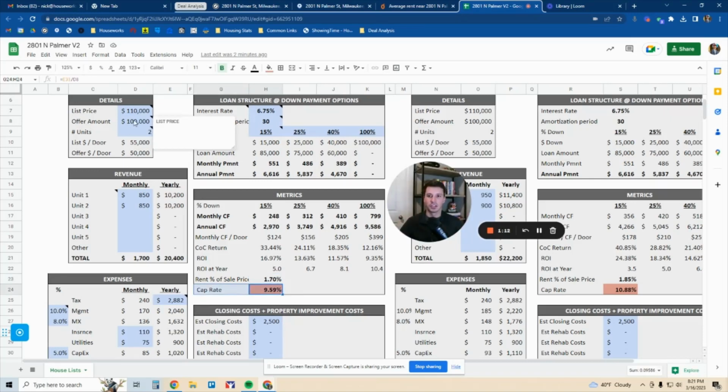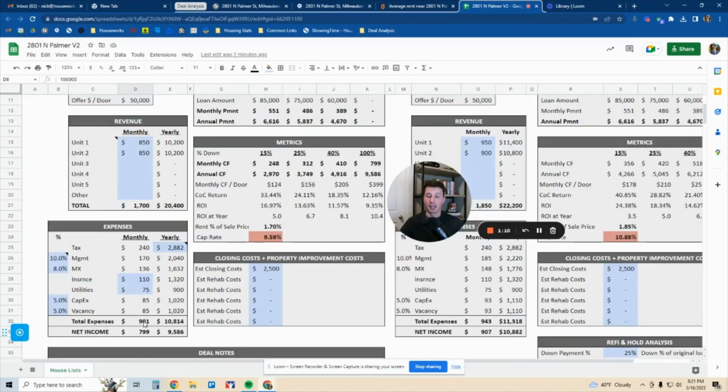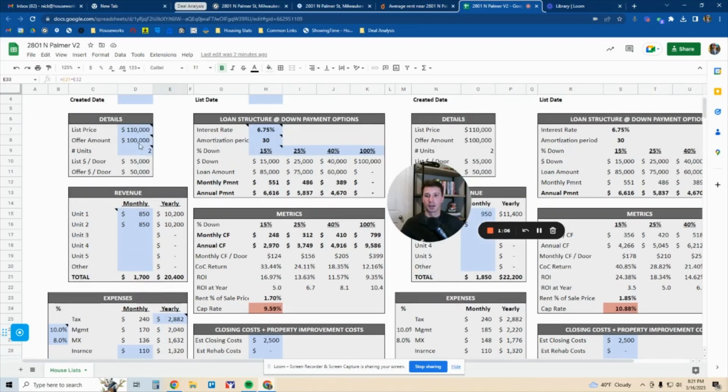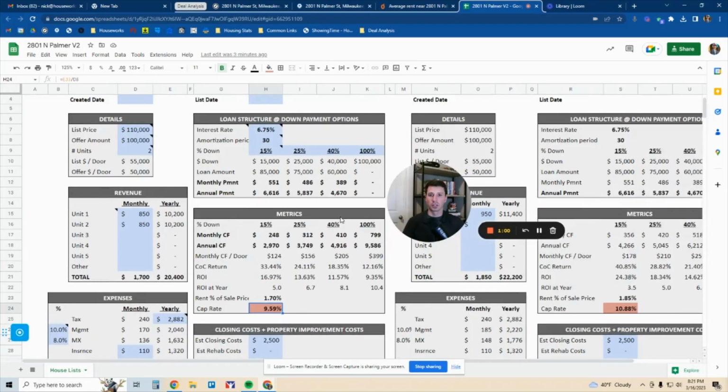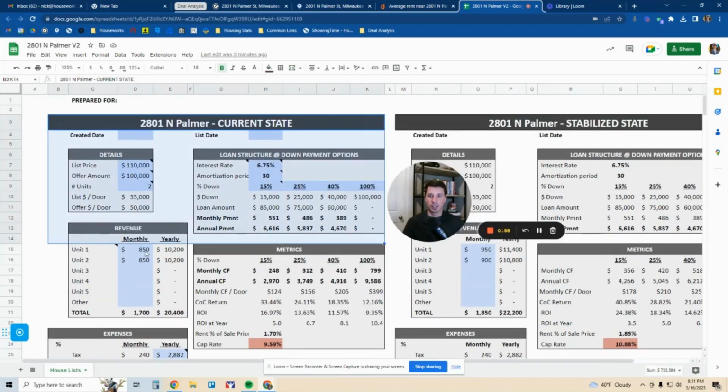Capitalization rate is your net income divided by your purchase price to determine what your capitalization rate return is on this property. So this is really the current state of this property. It'd actually be this right here.